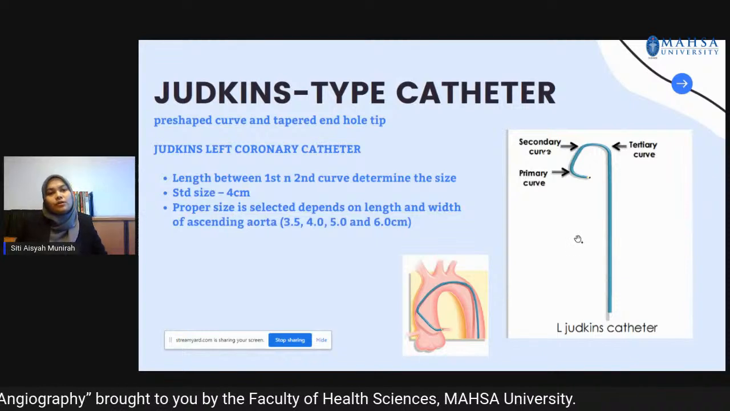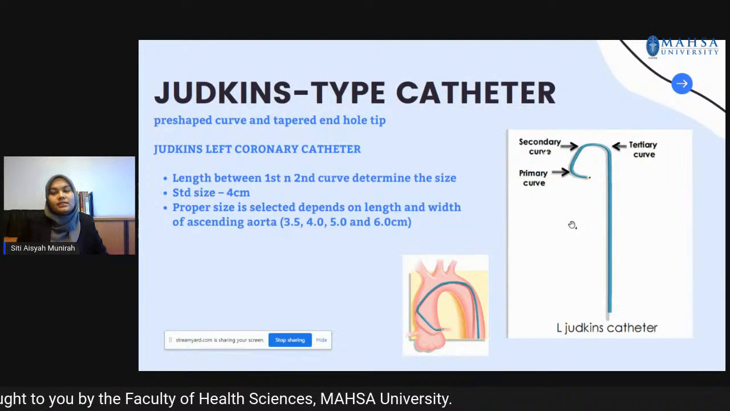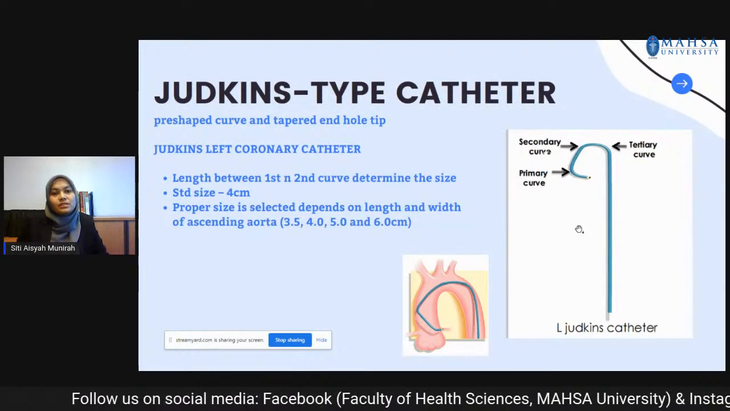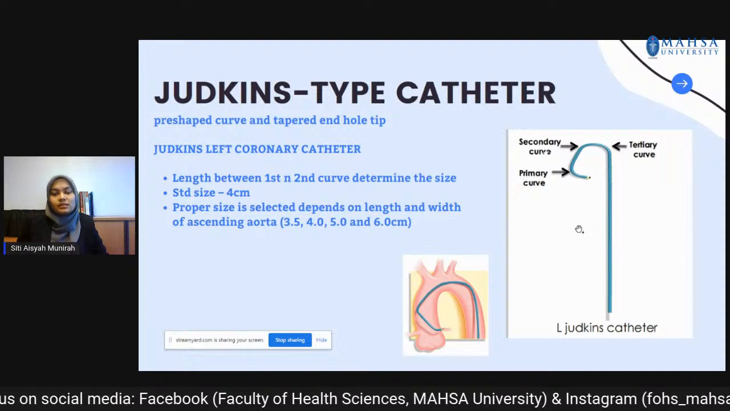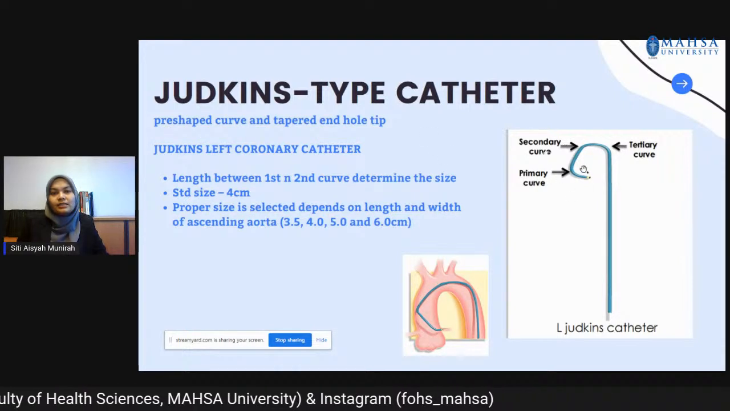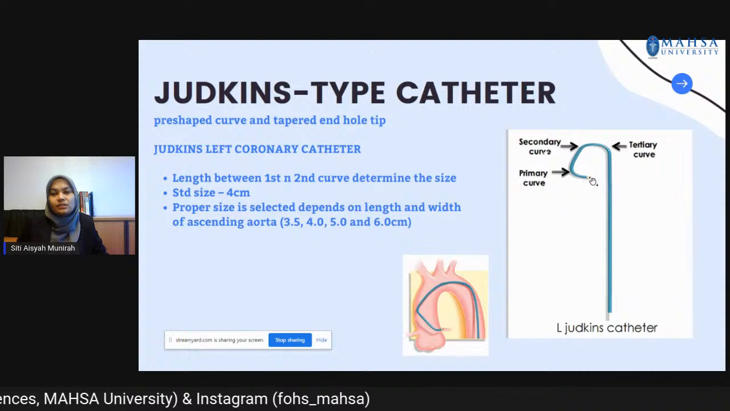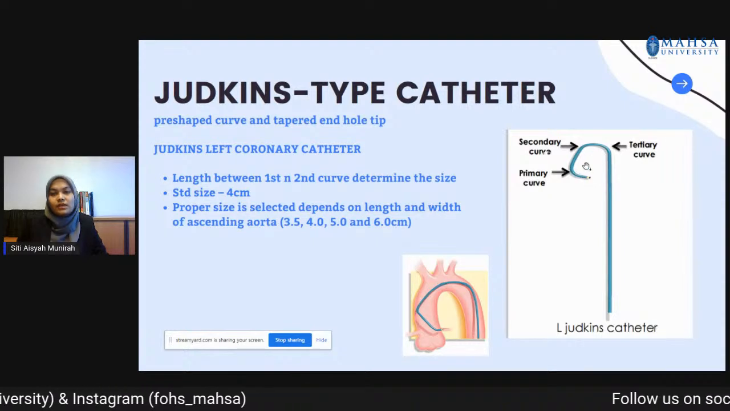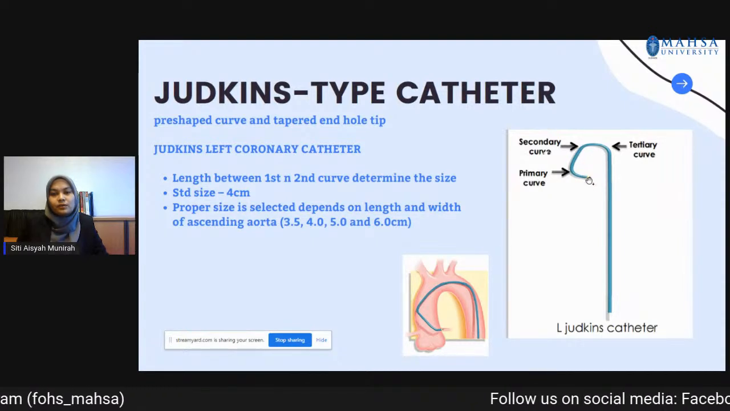And then for coronary angiography, the type of catheter that will be used is the Judkins type catheter. Judkins means that it has a C-shaped curve here and a tapered end-hole tip. So it has a curve and a tapered end-hole tip.